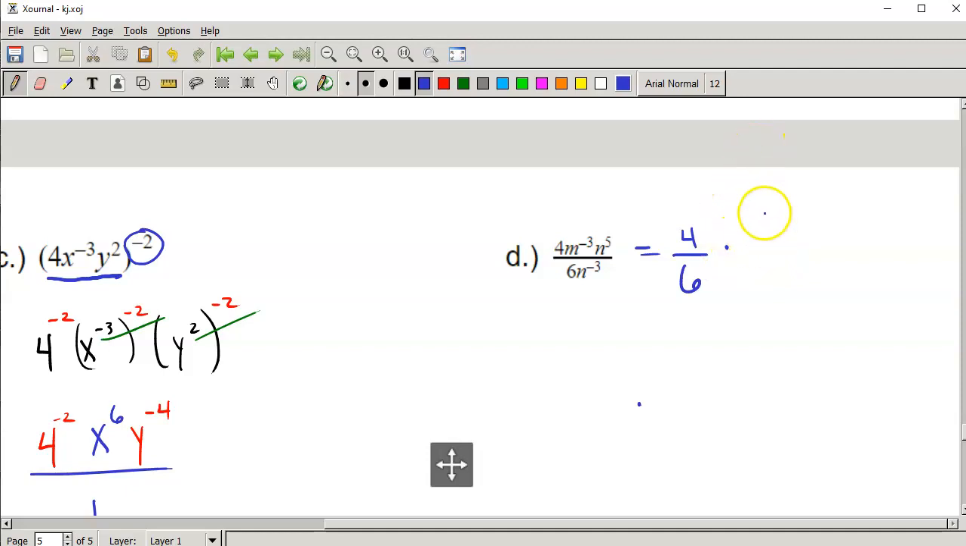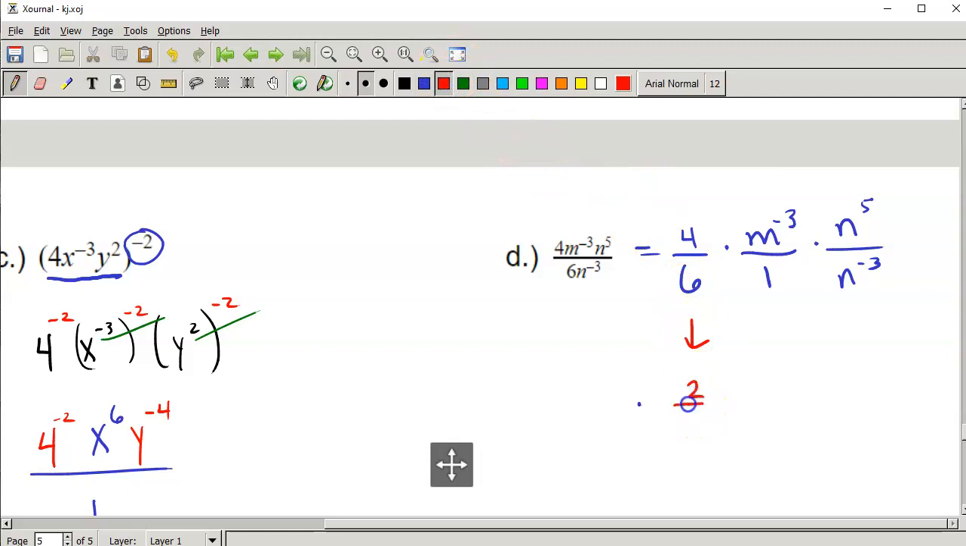So we have basically 4 divided by 6, and then we have m to the -3, and there is no m on the bottom, so I'm just going to put it over 1 there. And then we have n to the 5th divided by n to the negative 3. So basically I rewrote the problem and broke it up into their separate terms so we can reduce. So we go one by one.